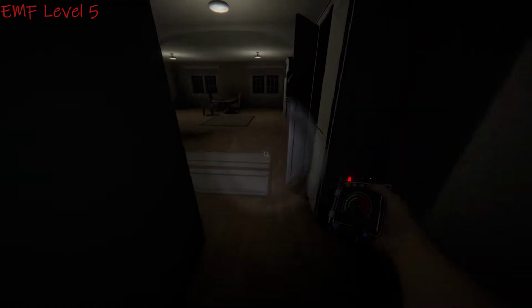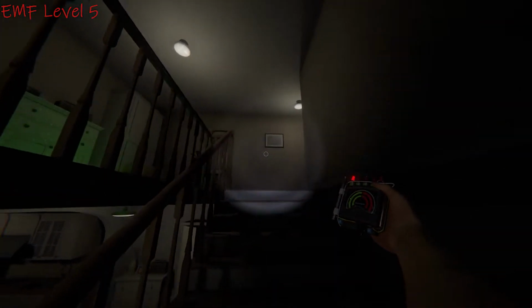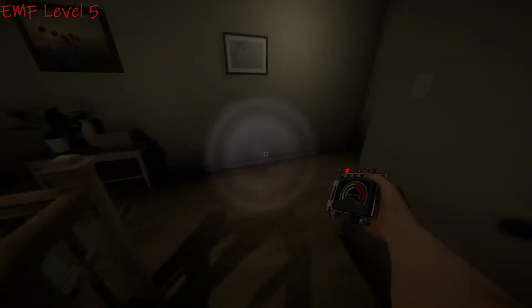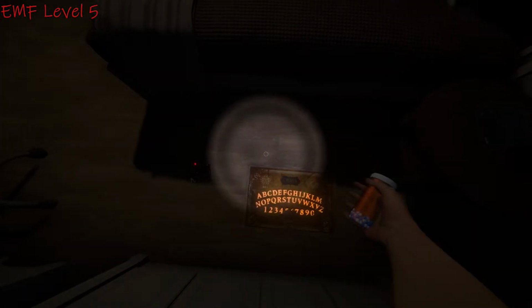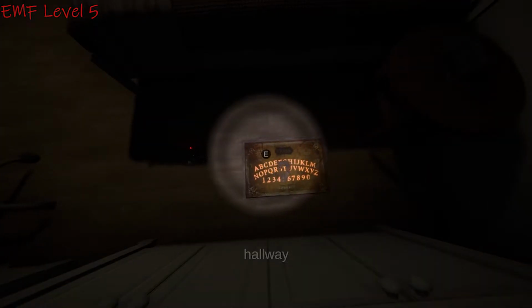Interactions will be such as the ghost opening and closing the door, throwing items, or answering questions on the Ouija board. Please keep in mind that when using the Ouija board, you will lose sanity every single time you ask a question, and the EMF must be near the Ouija board. It is not guaranteed to give off a reading, even if it is EMF level 5. Please use caution.